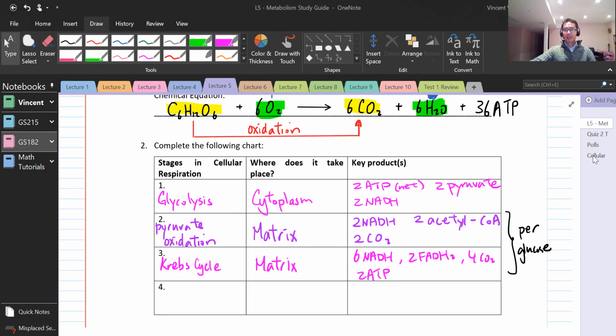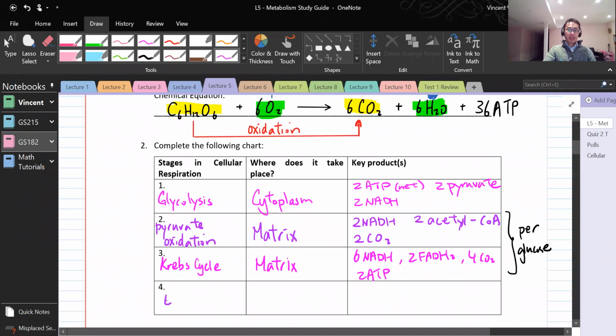All right. So let's take a look at what happens at the electron transport chain. And let's write it out first. In the electron transport chain, which happens in the cristae, the inner mitochondrial membrane folds into the cristae, and we're going to produce a lot of ATP. Okay, we'll say lots of ATP.